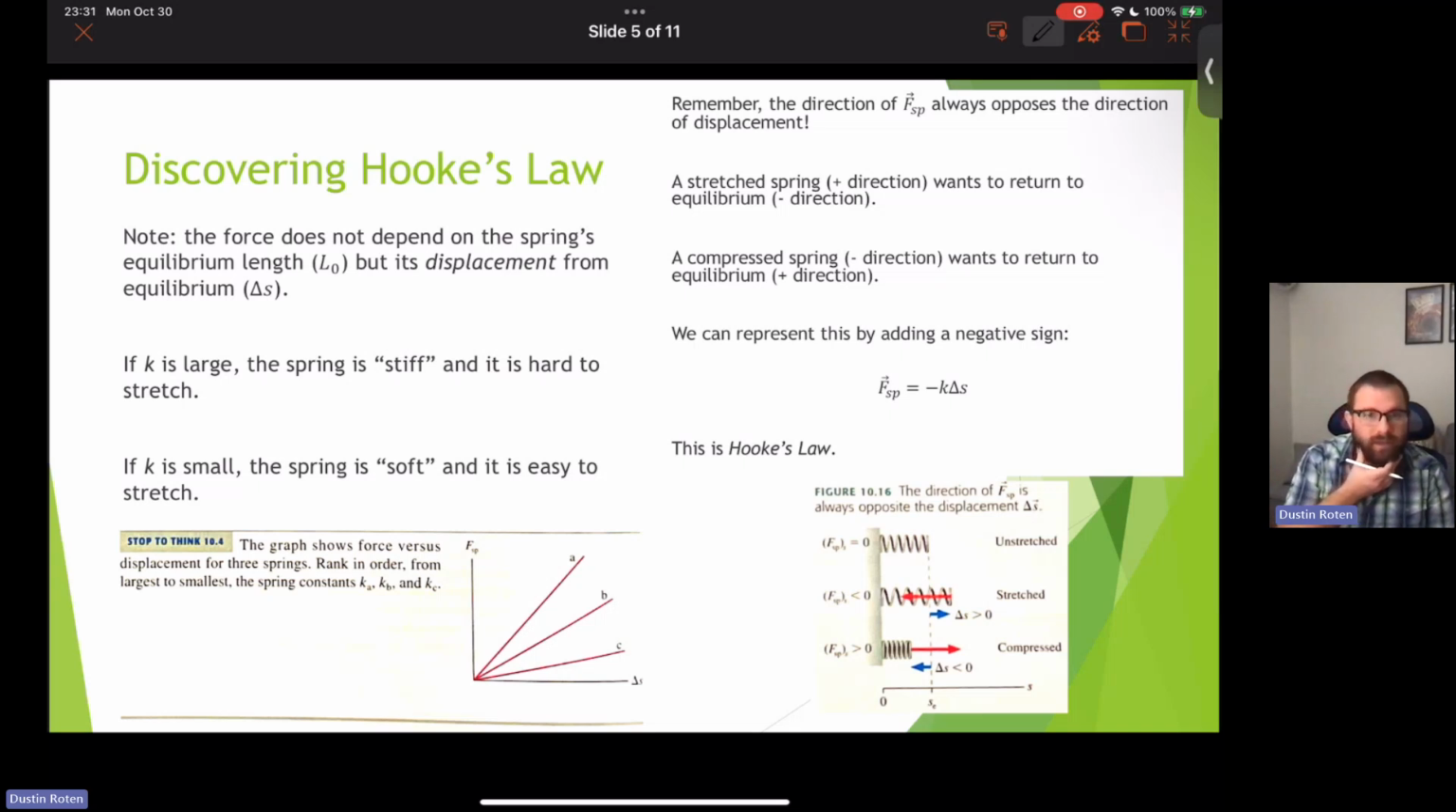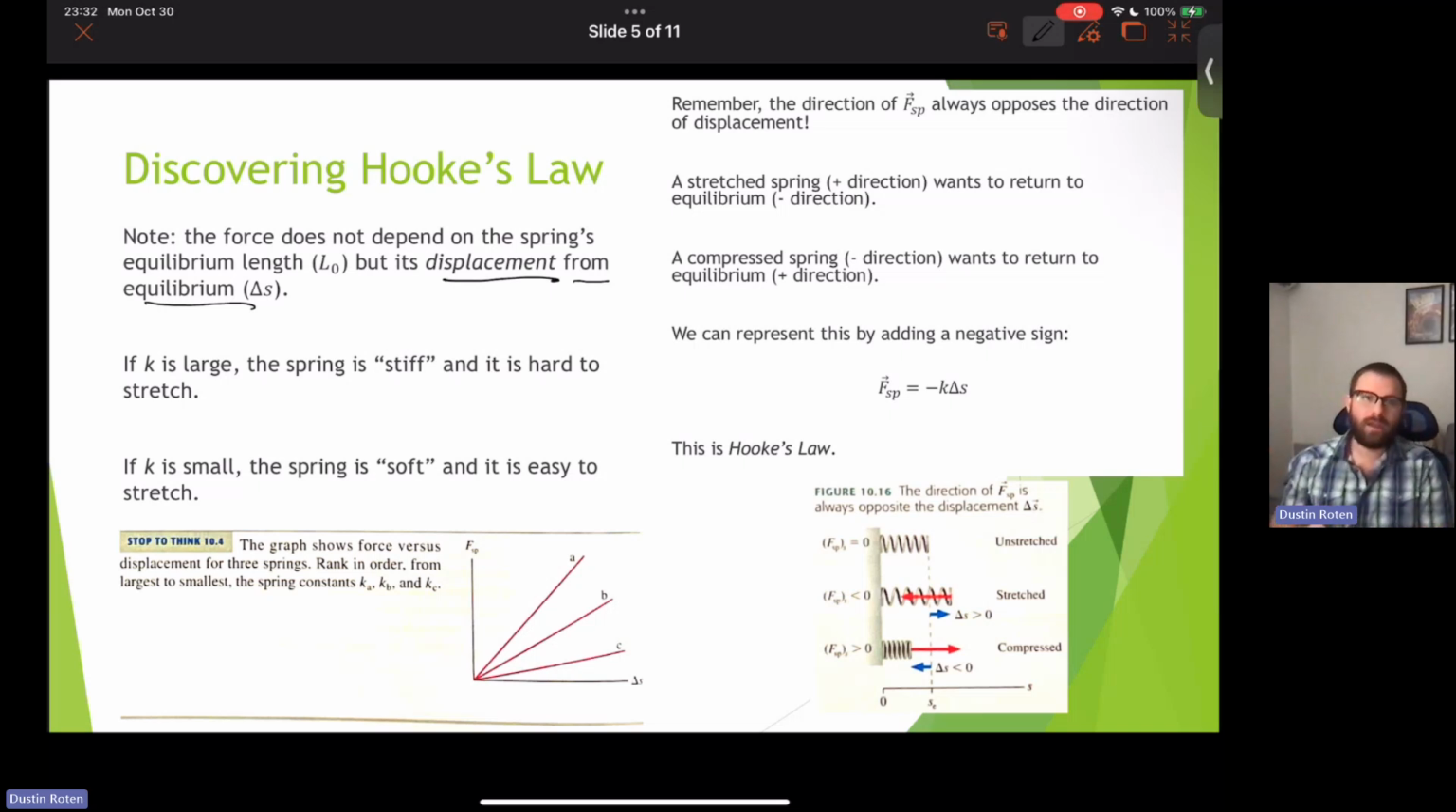So do note that the force does not depend on the spring's equilibrium length. It doesn't matter how long the spring is. The spring could be 10 feet long or it could be 10 centimeters long. No one cares. The force does depend on the displacement from equilibrium. So not how long the spring is, but how much has been stretched or compressed.